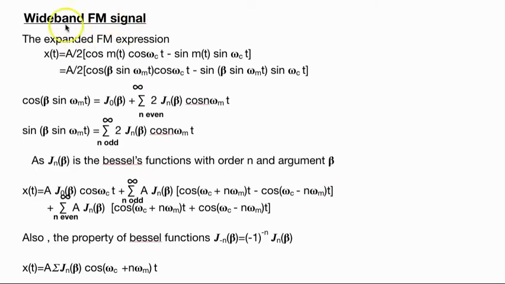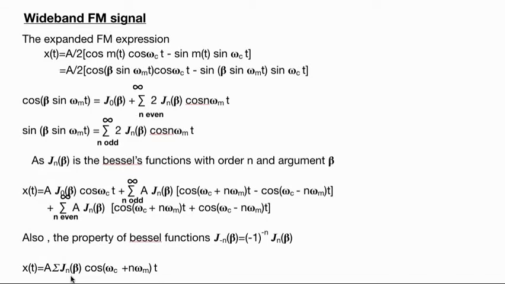The wideband FM spectrum. The expanded FM expression x of t is A by 2 cos mt cos omega ct minus sin mt sin omega ct. If we put the value of mt, we'll get this whole expression. Here I've used a Bessel function with n order and argument beta with x of t, and substituting the value, this is the expression. Remember this expression. Okay, it is quite important, this one.